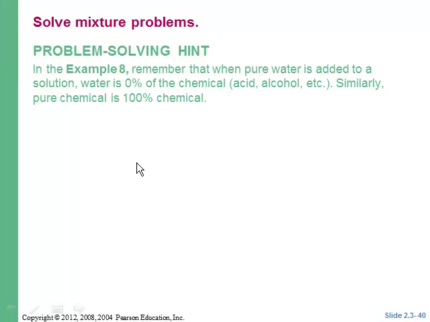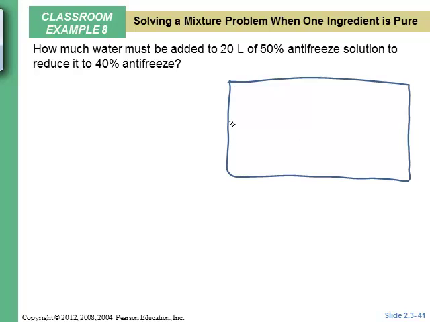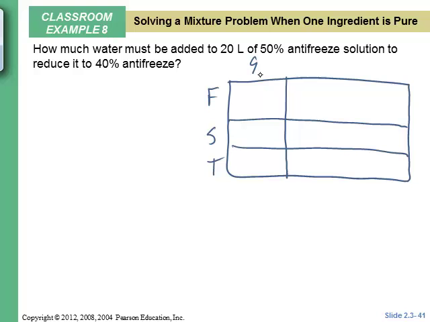If you're working with these problems, make sure you notice that if it says pure water, you would say 100%, or pure chemical, you would say 100%. How much water, so that's going to be pure water, must be added to 20 liters of a 50% antifreeze solution to reduce it to a 40% solution? Okay, so we've got our first case, our second case, and our total. We've got our percent, we've got our liters, and we've got our total. Notice there's a total in both directions.